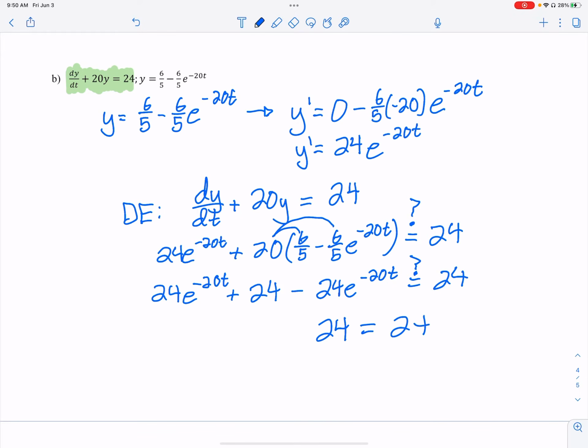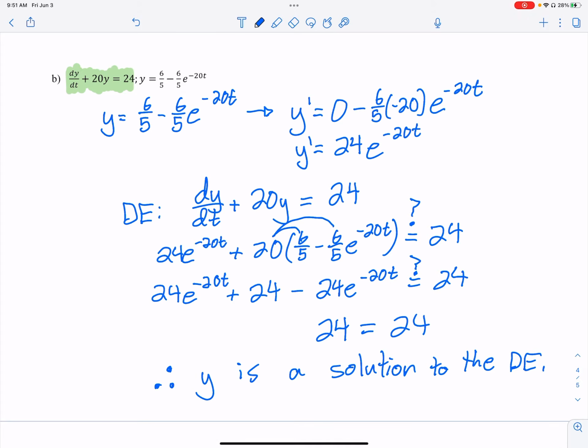24 does equal 24, therefore y is a solution to the DE. So we're just verifying by plugging in. That's all it is. Just like back in algebra when you started, and they would say, okay, 3x plus 7 equals 7. Check to see if x equals something is a solution. Verify it. Same thing. All it is now is we're dealing with equations that have derivatives inside of them.